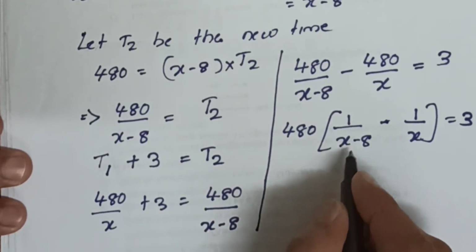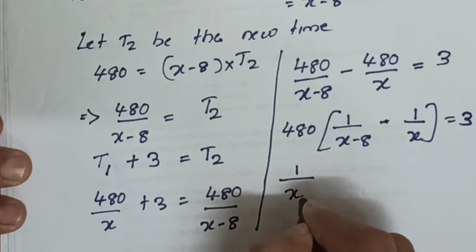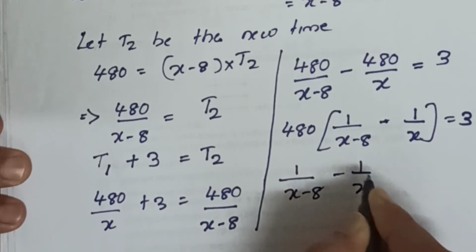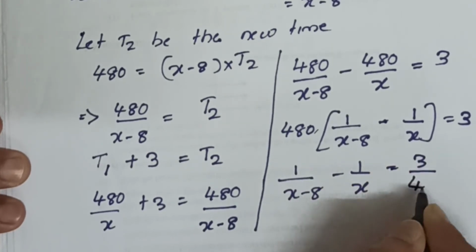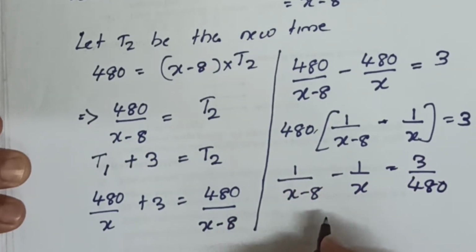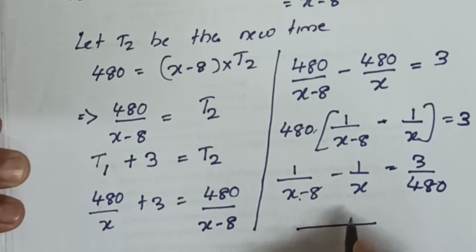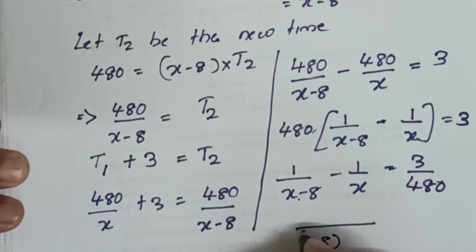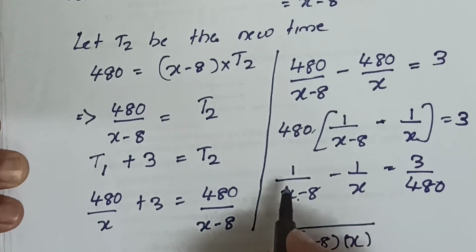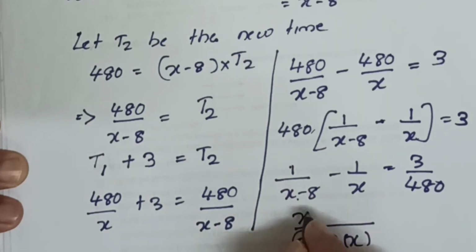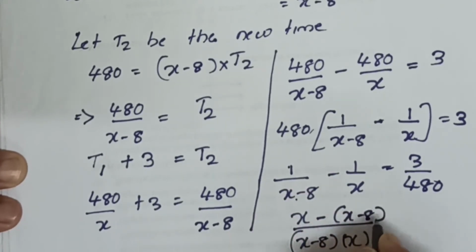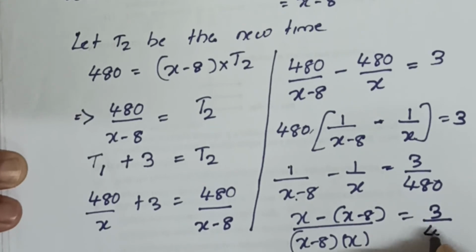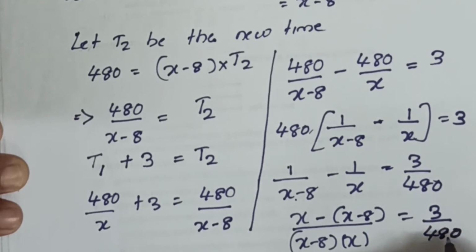So, 1 by x minus 8 minus 1 by x. Now 480 is multiplication, so when it comes to the right hand side, it will become division: 3 by 480. Now the LCM here is x minus 8 into x. And we have to multiply 1 with this x, and this one with x minus 8. So x minus (x minus 8) equal to 3 by 480.